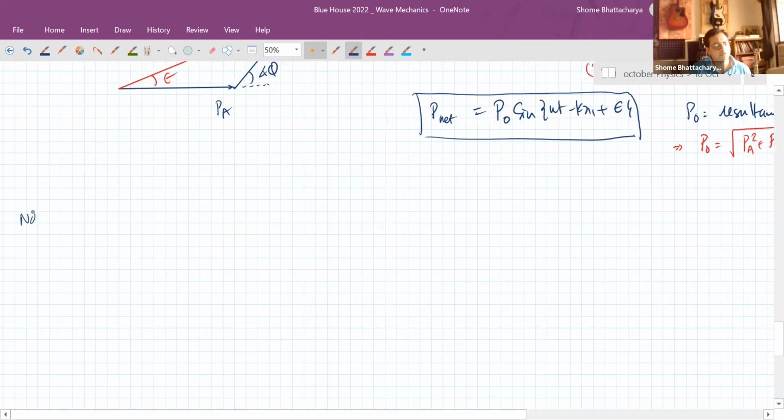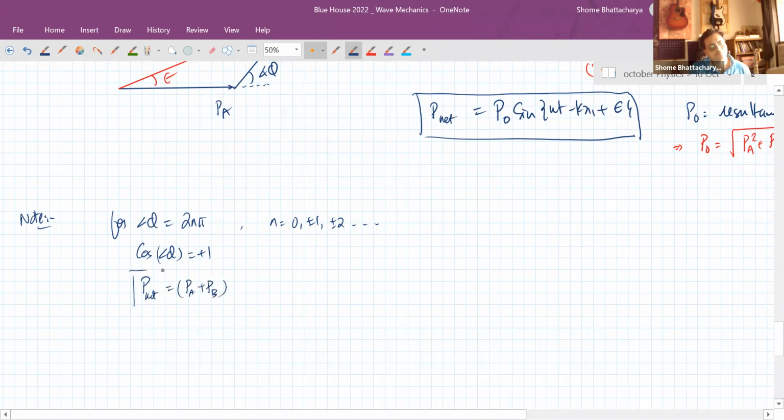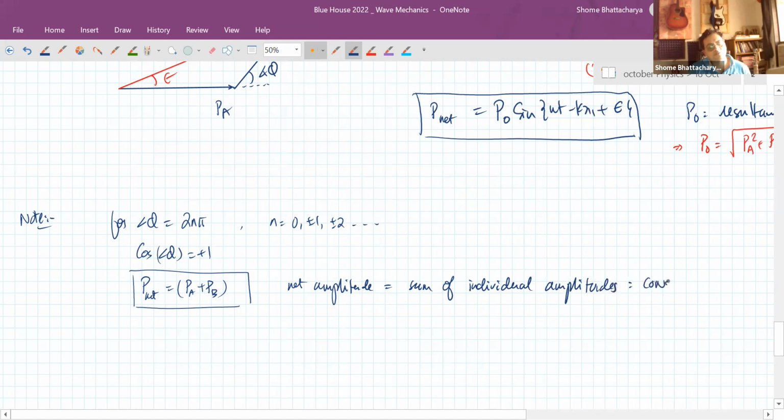So here you can see that for delta phi being an even multiple of pi, where n is an integer, cos delta phi becomes +1. So the net amplitude becomes the sum of the individual amplitudes. So net amplitude is equal to the sum of individual amplitudes. And this situation is called constructive interference.